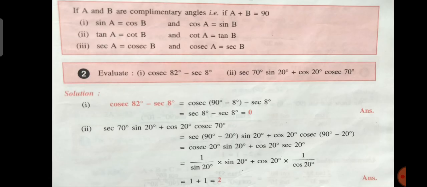And if A and B are complementary angles, then A plus B is also 90 degrees. Okay, so sin A is equal to cos B, cos A is equal to sin B. Yes, and also tan A, that is just given as a generalization.